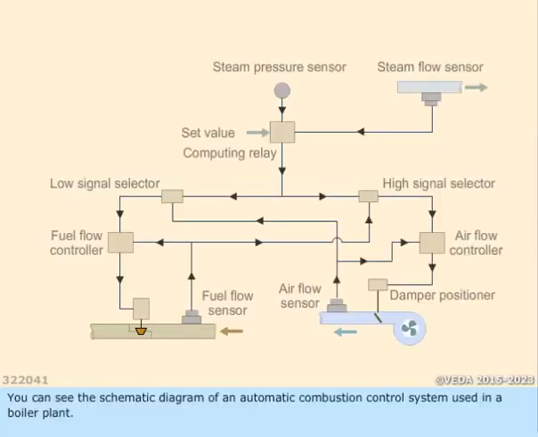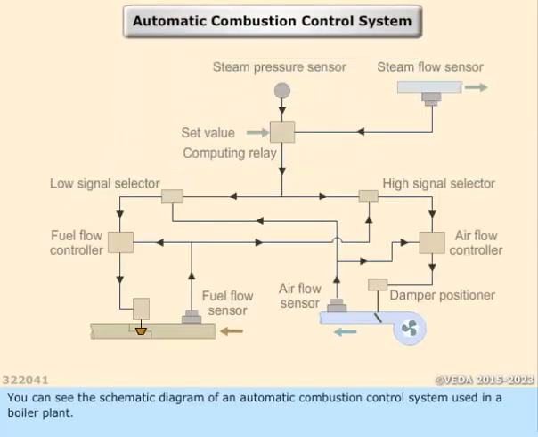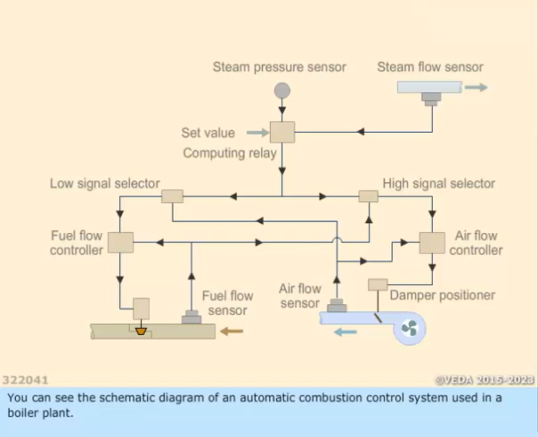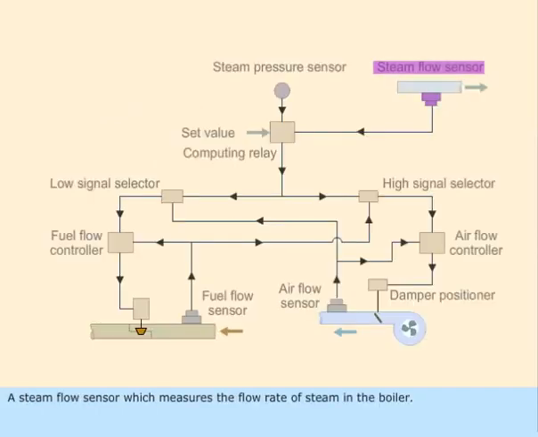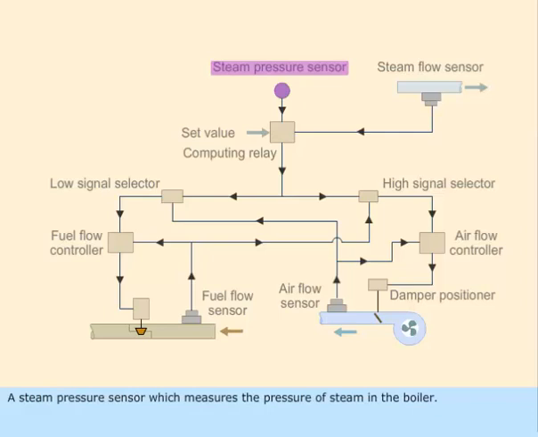You can see the schematic diagram of an automatic combustion control system used in a boiler plant. This system has 4 measuring elements. A steam flow sensor, which measures the flow rate of steam in the boiler. A steam pressure sensor, which measures the pressure of steam in the boiler.